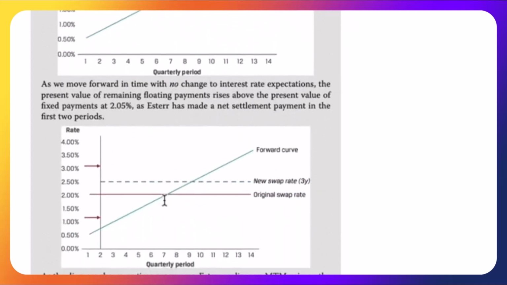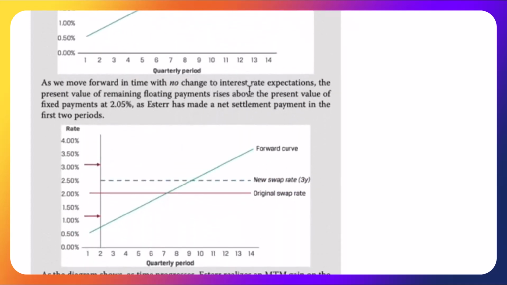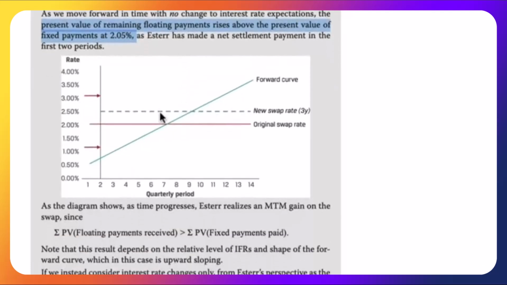As we move forward in time with no changes to interest rate expectations, the present value of the remaining floating payments rises above the present value of the fixed payments at 2.05 as Esther has made a net settlement payment in the first 2 periods. What's going on here? What are they doing here? Well, what they're showing you is, let's put the y-axis now at period 2 because we're not at period 0. Period 1 is gone, period 2 is gone, so here we are. So now the first period goes out to here.